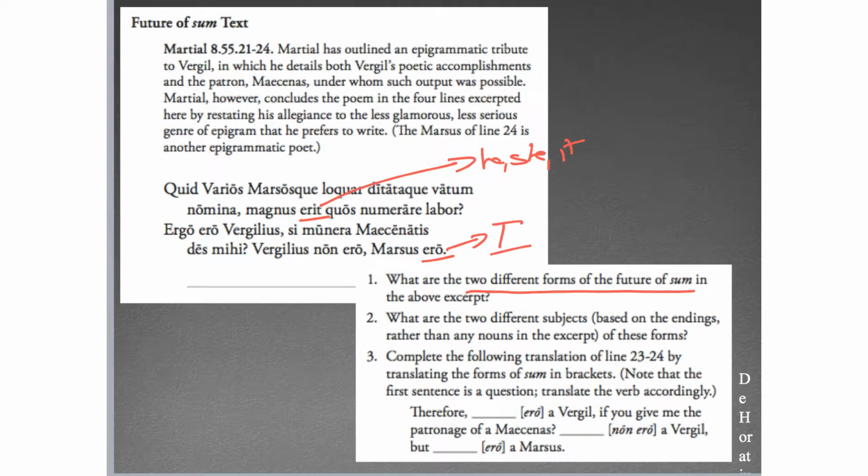All right. Therefore, ero. So I will be a Virgil if you give me the patronage of a Maecenas. I will not be, that known thrown in there, a Virgil, but I will be a Marsus. And this is a bit of an indictment, a criticism of poetic patronage, meaning wealthy patrons, wealthy people looking after poets. Virgil is the most famous Latin poet, and the Emperor Augustus sort of looked after him. He was his patron.